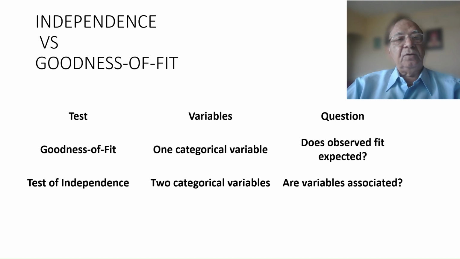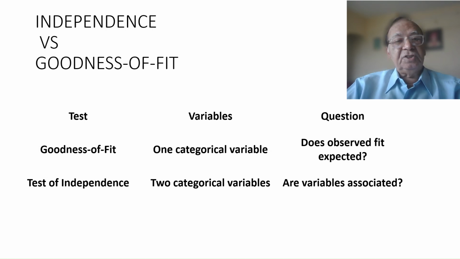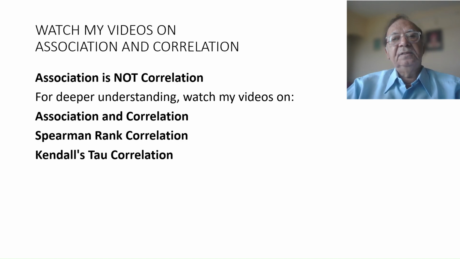The chi-square goodness of fit test involves one categorical variable. It compares an observed distribution with the expected distribution. The chi-square test of independence involves two categorical variables. It examines whether the two variables are associated. The mathematical foundation is similar, but the research questions are different.